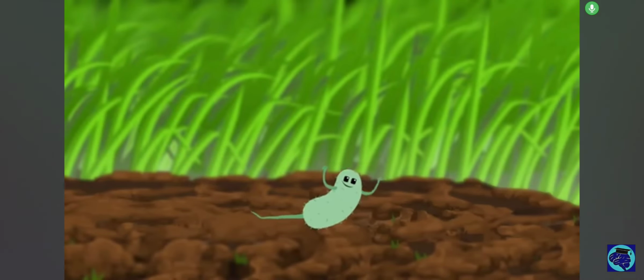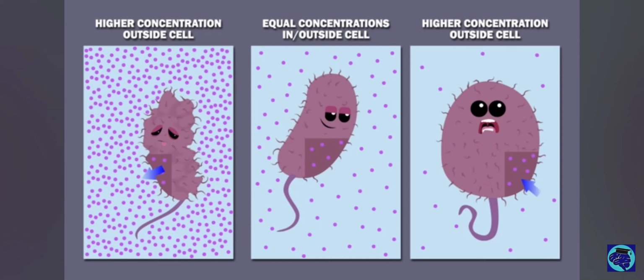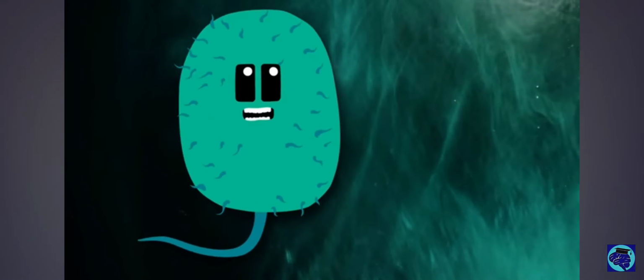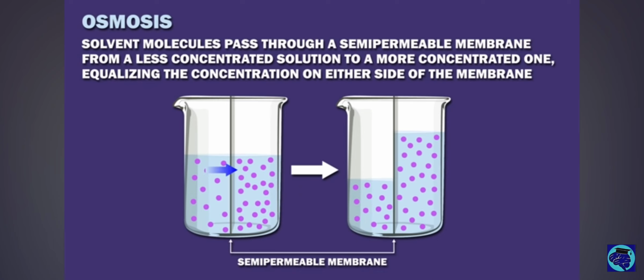made up of polysaccharides that give them strength and rigidity. This is important since bacteria often experience variations in osmotic pressure due to the different solutions they encounter, and it is their cell walls which prevent them from shrinking or swelling. As a reminder, osmosis is the process by which solvent molecules pass through a semi-permeable membrane from a less concentrated solution to a more concentrated one, equalizing the concentration on either side of the membrane.